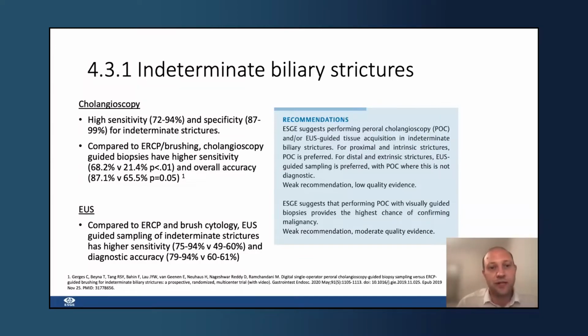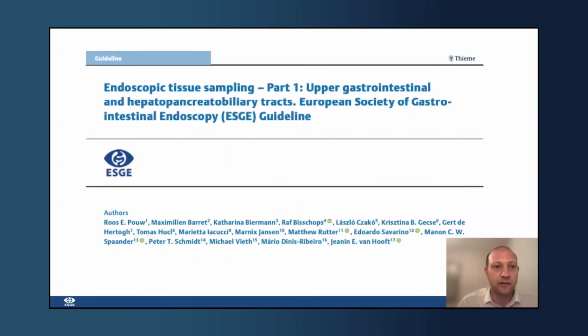ESGE do recommend using per-oral cholangioscopy for assessing proximal or intrinsic indeterminate strictures. And for cases with distal or extrinsic strictures, EUS guided sampling is preferred, but with peroral cholangioscopy where this is not diagnostic. Here's the full title of the paper, and thank you for listening.